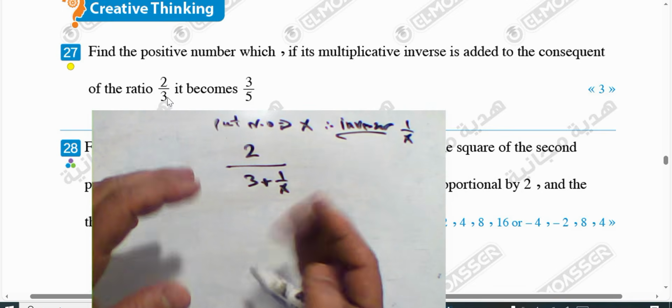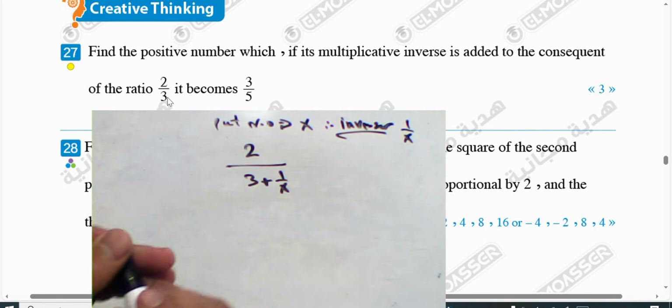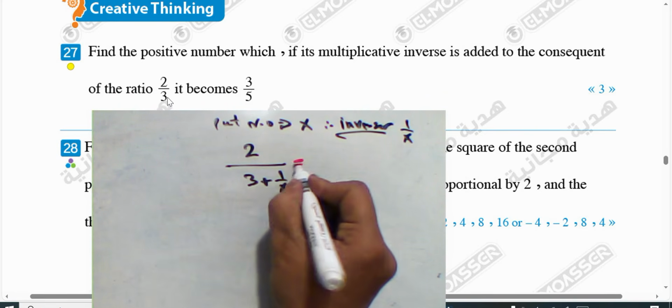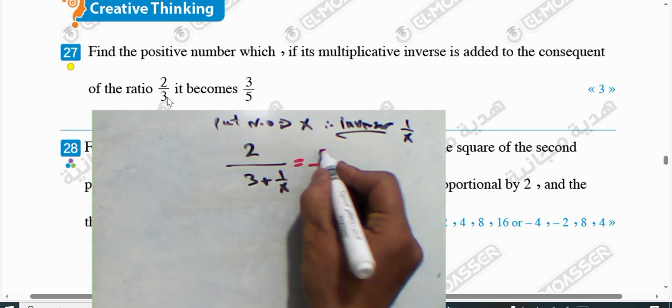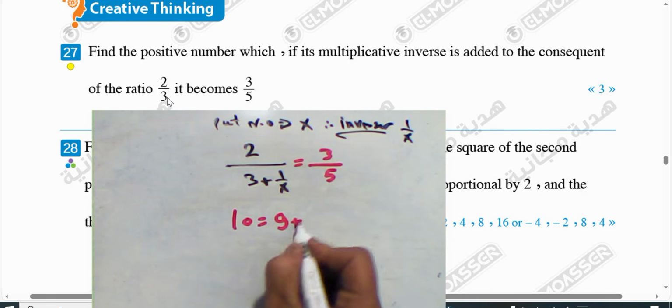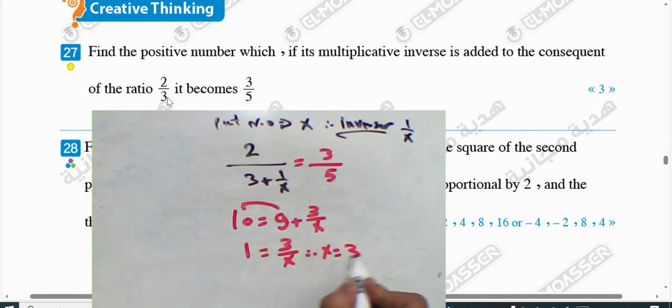If we add the multiplicative inverse to the consequent here, the result will be 3 over 5. 5 times 2 equals 10, and 3 times 3 equals 9. 3 times 1 over x will be 3 over x. Move 9 here. 10 minus 9 equals 1. 1 equals 3 over x. And the number will be 3.